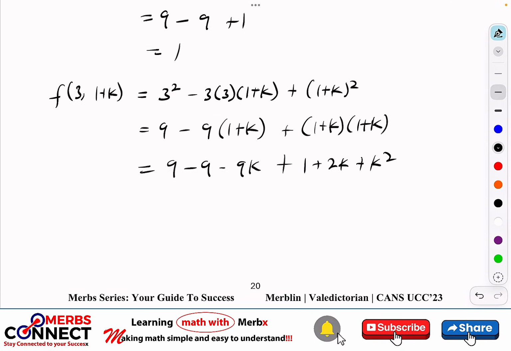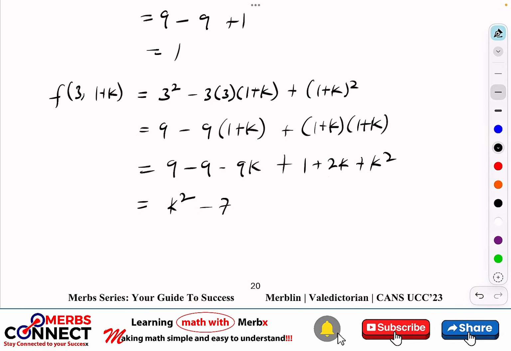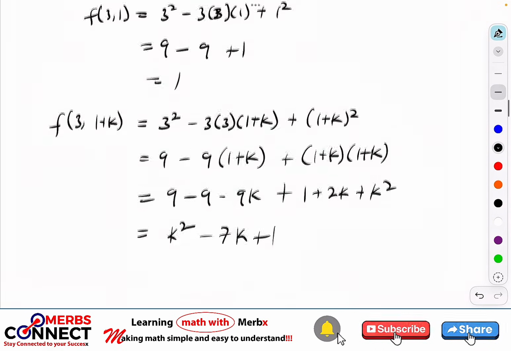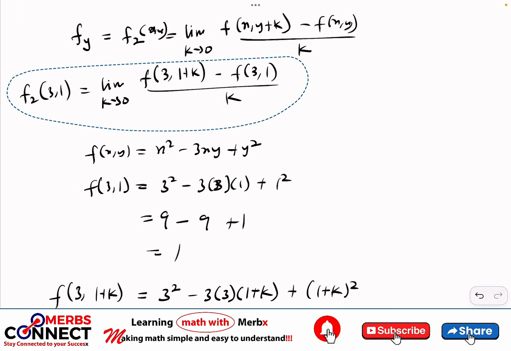Now these guys will just go away, and we are going to have k squared. When I add this one to this, I have minus 7k plus 1. Great, so everything is set. Let's just go and substitute it inside.